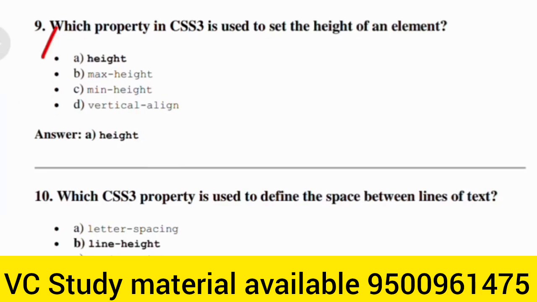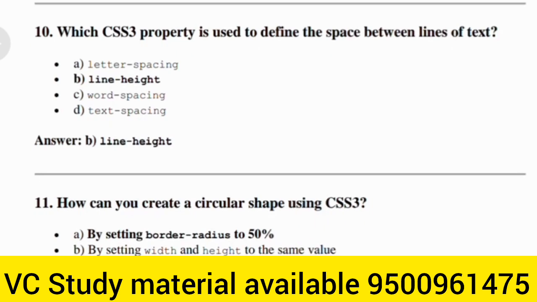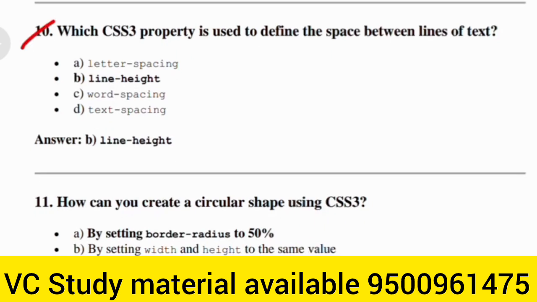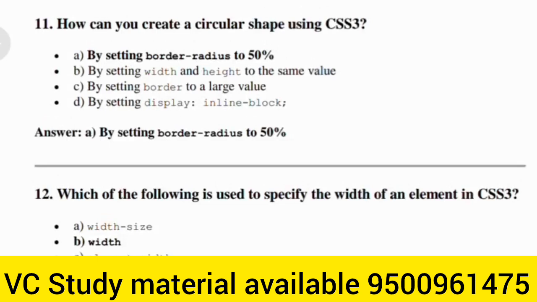Which property in CSS3 is used to set the height of an element? Height. Which CSS3 property is used to define the space between lines of text? Line height. How can you create a circular shape using CSS3? By setting border radius to 50%.